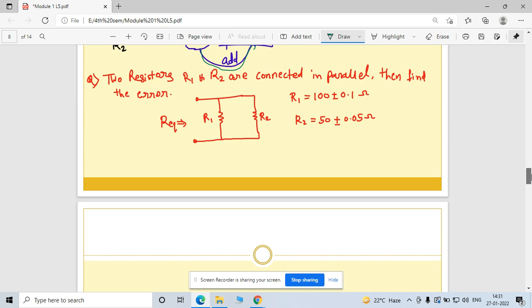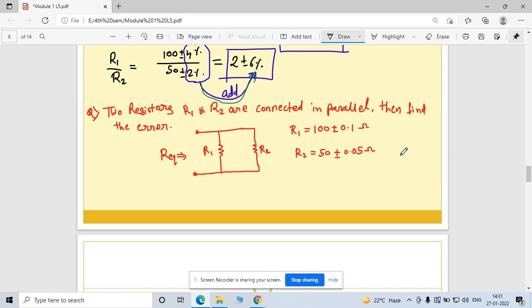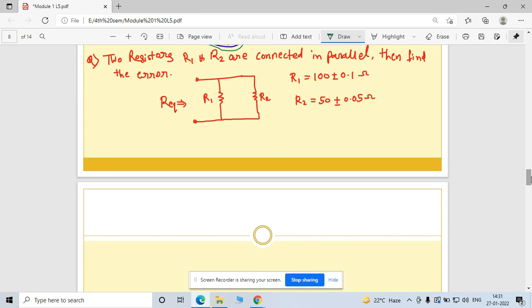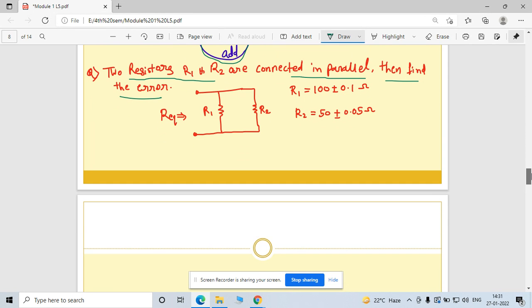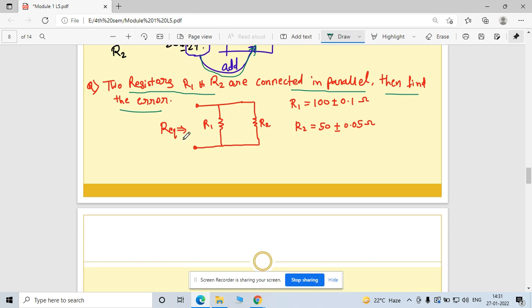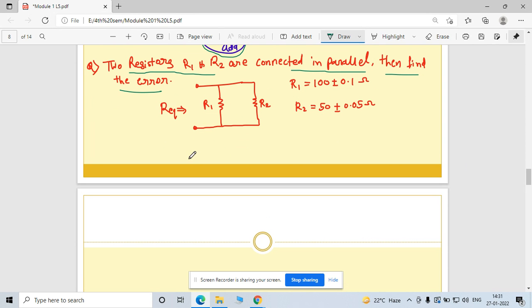Now see some example I am taking here. I hope you can solve it, and try to solve it with me. I'm also solving this question, and you can also try this question. Here you need to find out the R equivalent. These are the two resistances given to you. Guys, please solve it and tell me what you will get. What is R equivalent here?